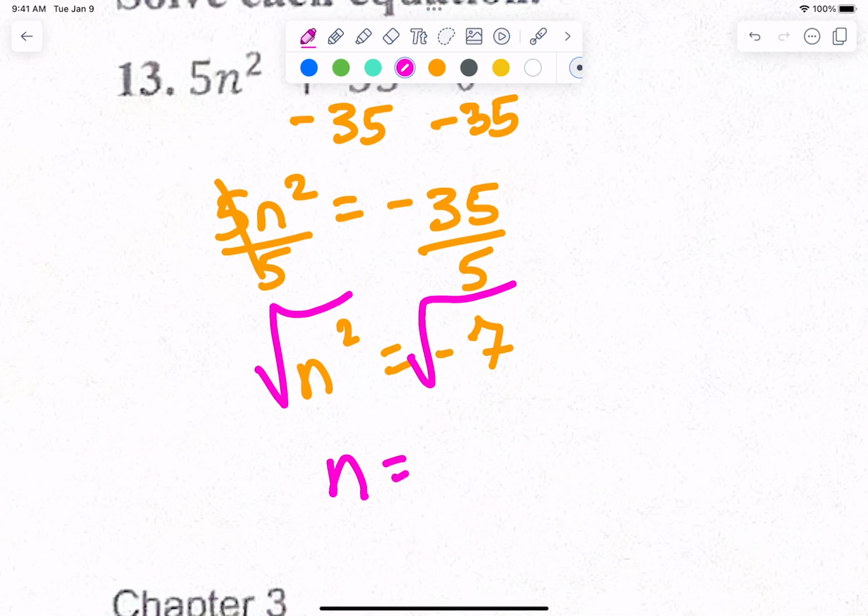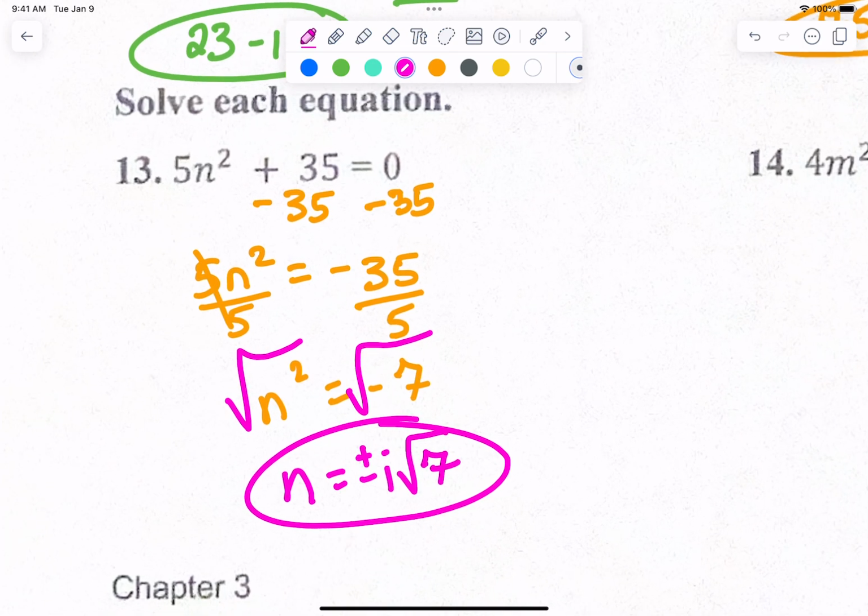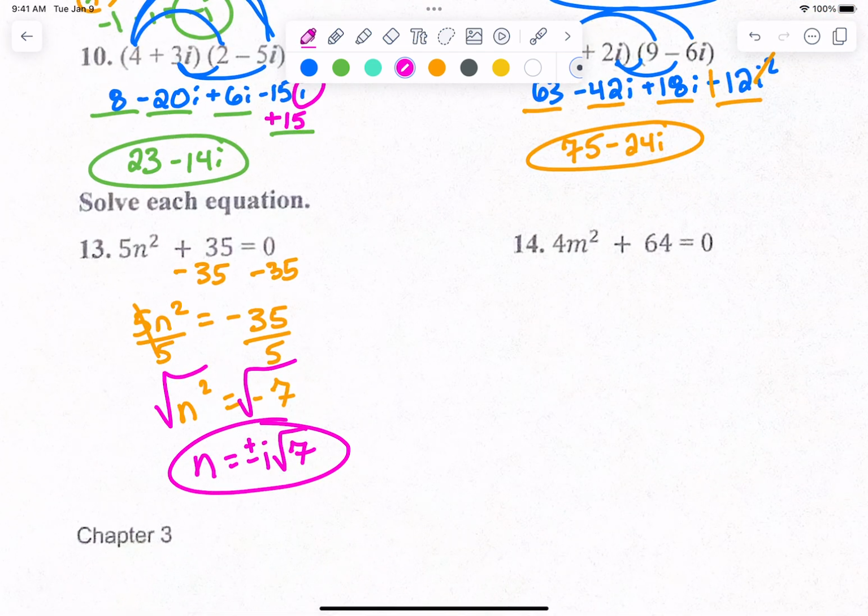What's the square root of 7? Nothing. It's just the square root of 7. What's the square root of negative 1? i. What's the only thing that we're missing? Plus minus. That's what it should look like: plus minus i square root of 7. Beautiful.